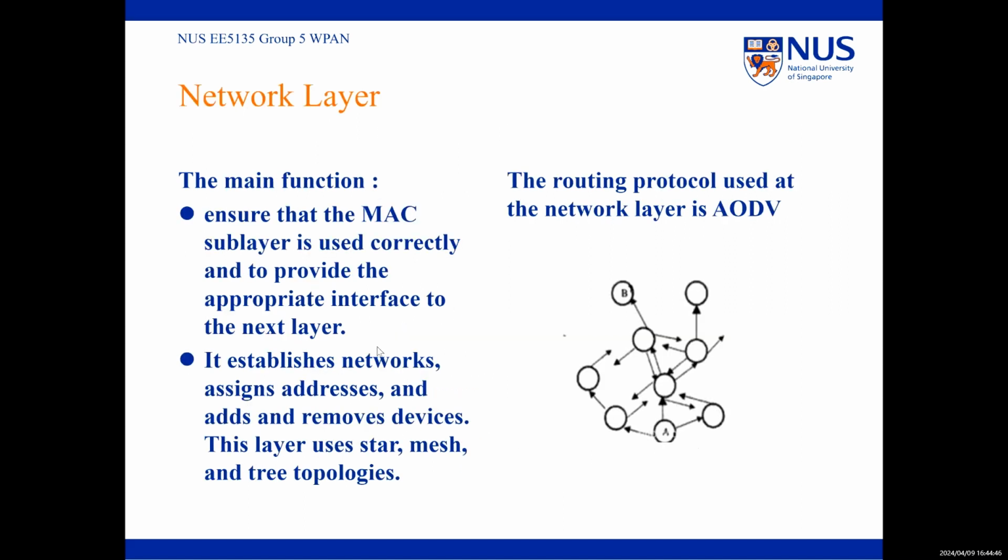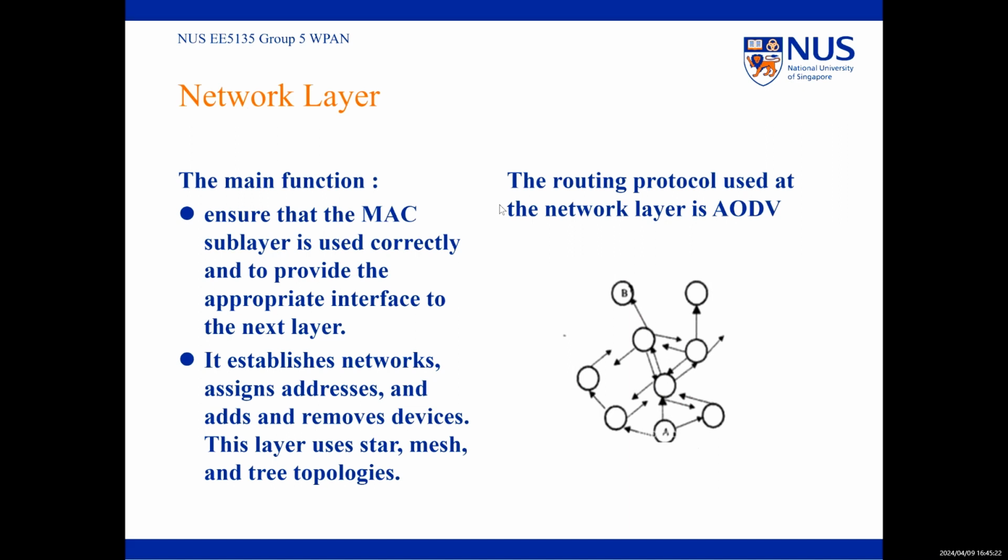The third layer is the network layer. The main function of the network layer is to ensure the MAC sublayer is used correctly to provide the appropriate interface to the next layer. Also, it establishes networks, assigns addresses, and adds and removes devices. Also, the routing protocol used in this layer is the AODV.